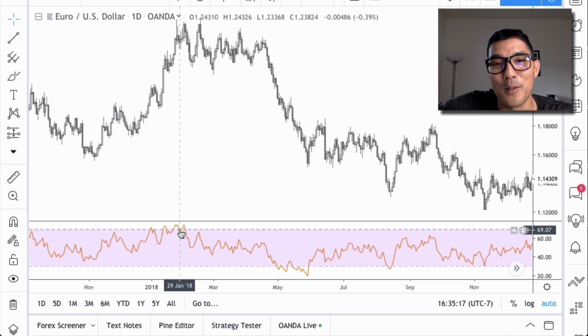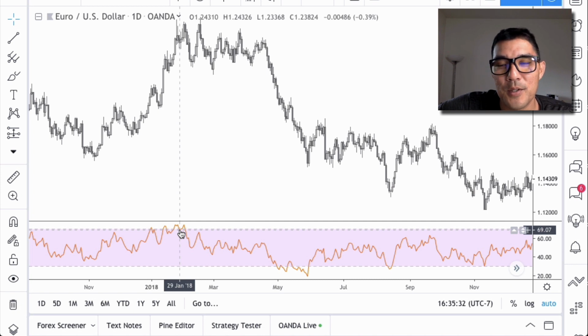Once you get the alert, you can just go back to the computer and check it on your screen and see if it's a potential trade setup. Okay, so that's how the RSI works basically. Now let's get into a couple of misconceptions with the RSI.